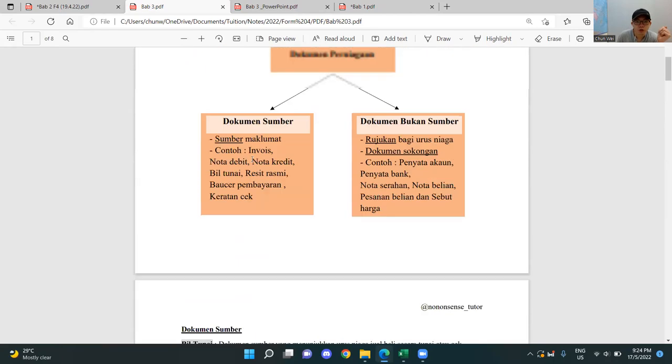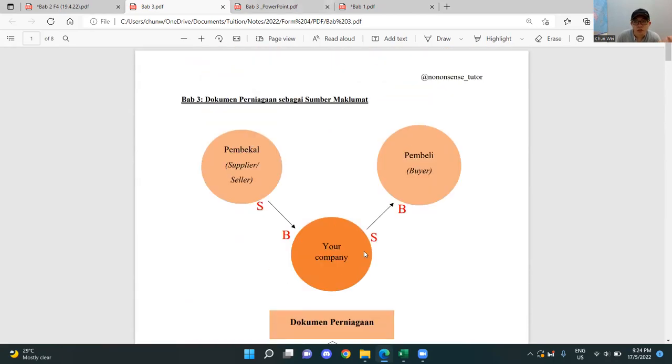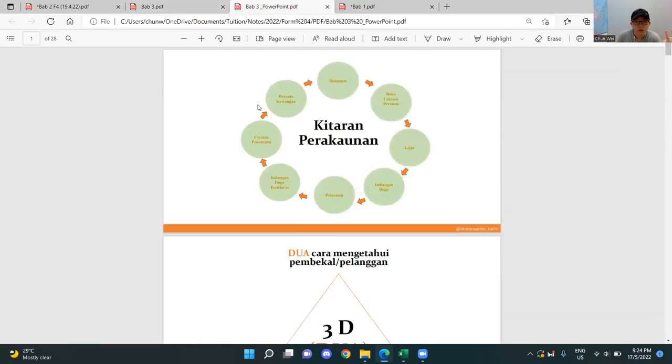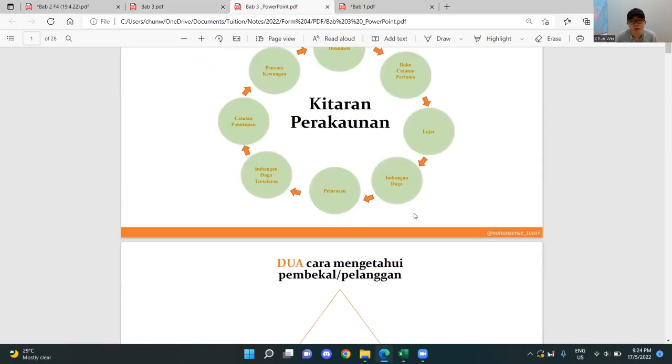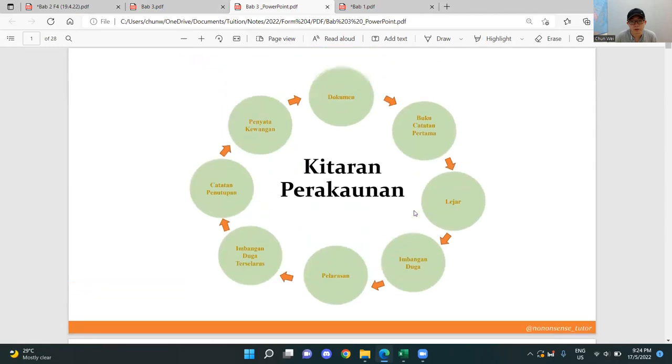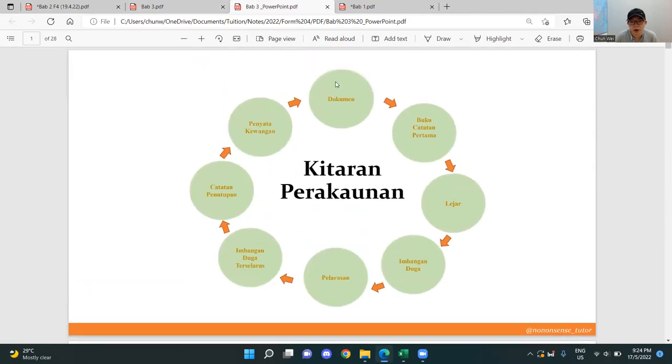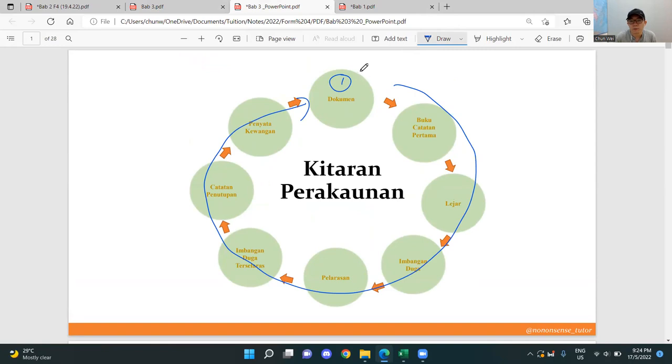So I'm not going to use this nota to explain. Yeah, so it says the Kitaran Perakaunan. You can see it. So this is the document. We start from here and go on, and at the end, we'll come back to here again. Why is it the first one? Because what is a document? Document means evidence. And what is the evidence or proof?